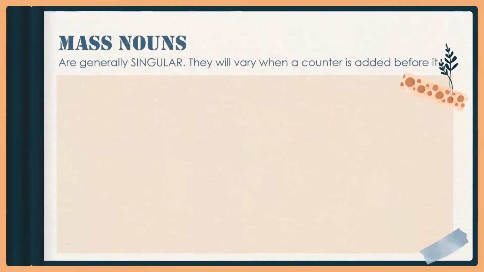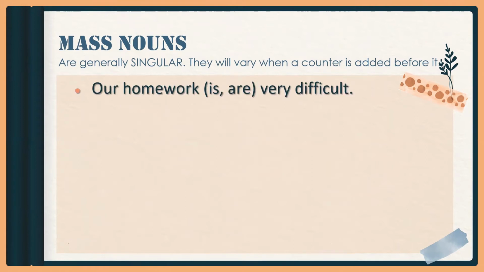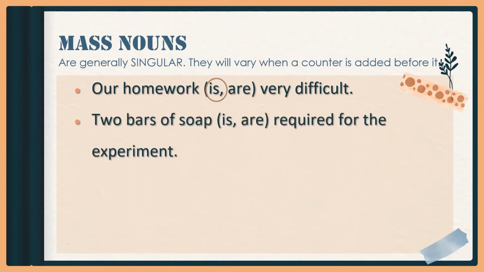Next, let's move on to the mass nouns, which are generally singular. Our homework are very difficult. As mentioned earlier, homework is singular, so our verb is. 2 bars of soap are required for the experiment. So as we mentioned, soap is a mass noun, but because of the counter 2 bars, we already know that this is already in the plural form. Hence, our verb should be are.